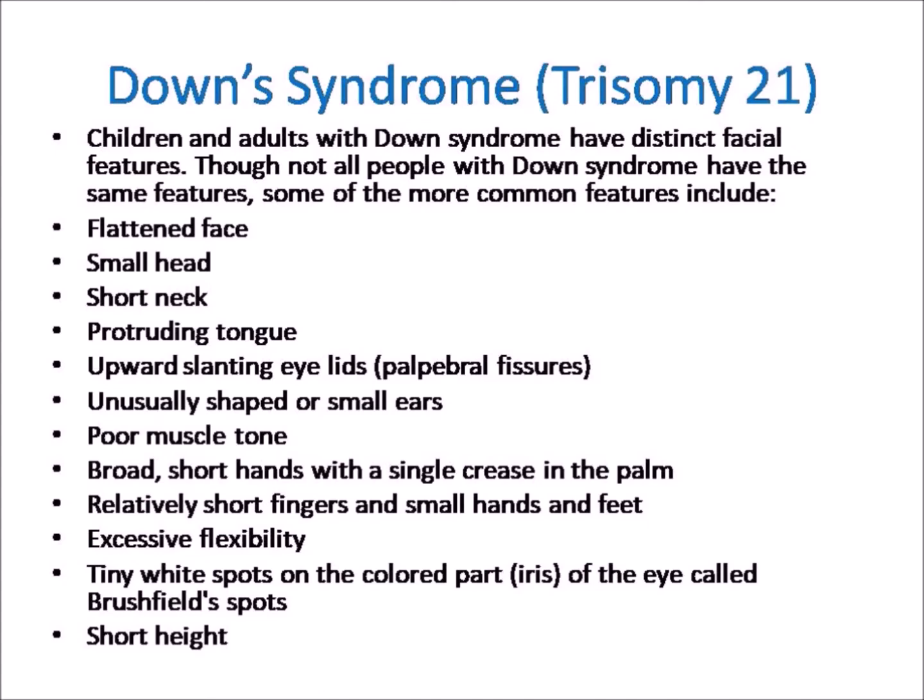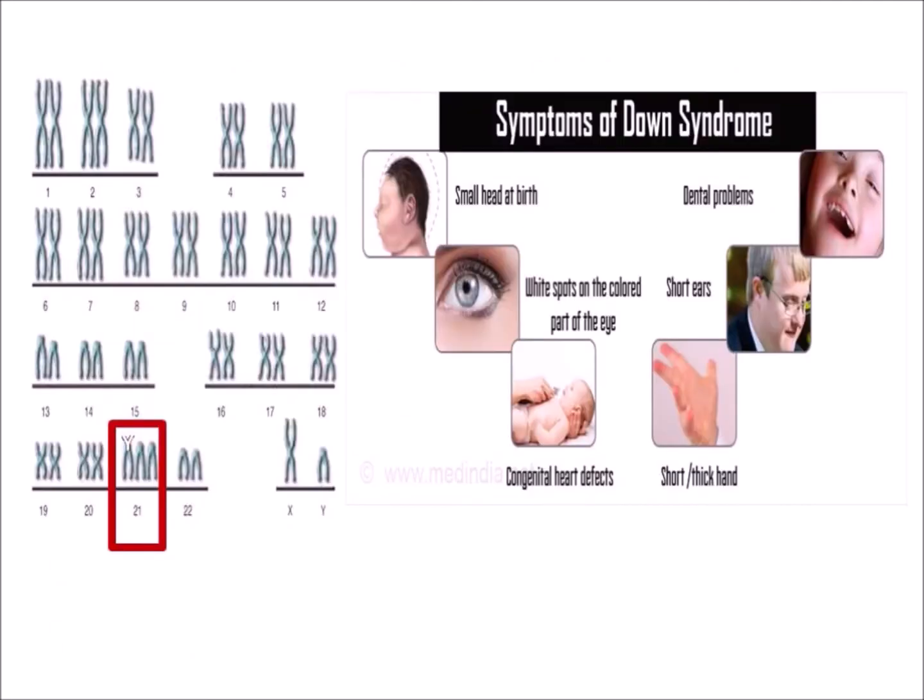Though not all people with Down syndrome have the same features, some of the more common features include a flattened face, small head, short neck, protruding tongue, upward slanting eyelids, unusually shaped or small ears, poor muscle tone, broad short hands with a single crease in the palm, relatively short fingers, small hands and feet, excessive flexibility, tiny white spots on the colored part (iris) of the eye called Brushfield spots, and short height.